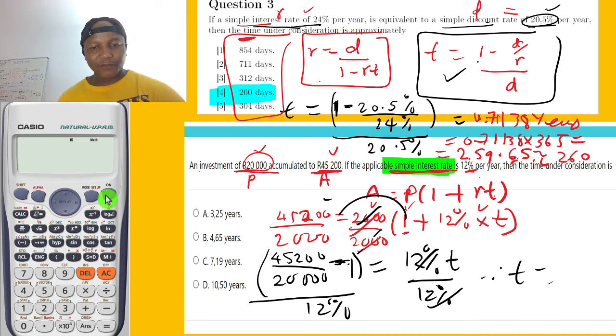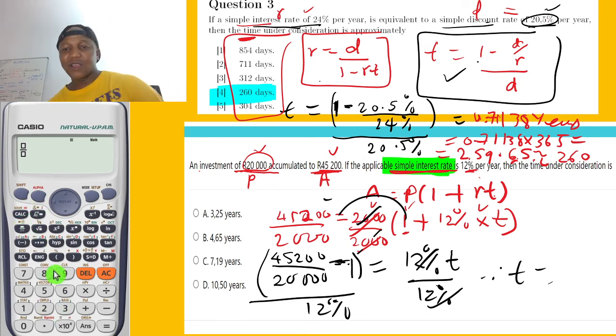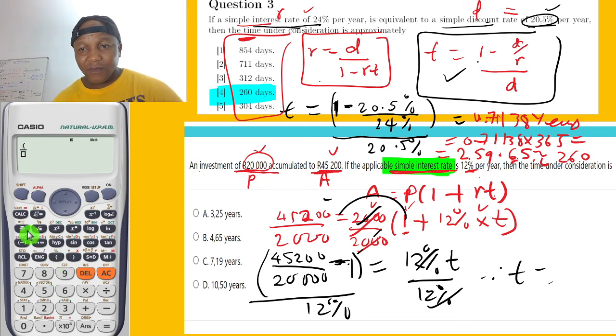Plug in exactly how you see it. That's why it's very important to have this scientific calculator. Say fraction, then bracket, and this is a fraction. There's a fraction on top, so say fraction again. 4, 5, 200. Oh no, that's too much. Sorry about that. Cancel here.